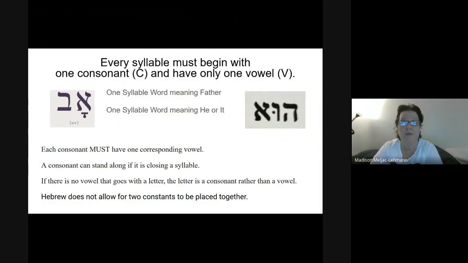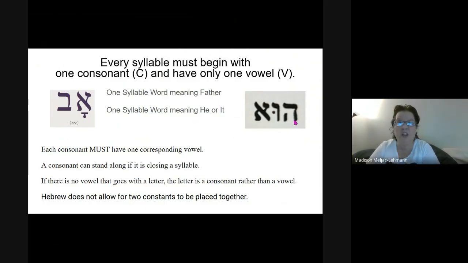So let's use an example, okay? Every syllable must begin with 1 consonant and have only 1 vowel. So we have on the left here the word Av. The word Av means father, okay? But it's a consonant. The aleph doesn't make a noise, but that's why it's there, because we have to start it with a consonant. We have to have a vowel. And we can end it with a consonant. Remember, we talked about open syllables and closed, but here you go. It has to have a consonant and a vowel. So that's Av.